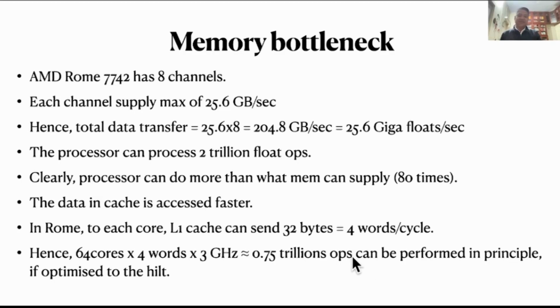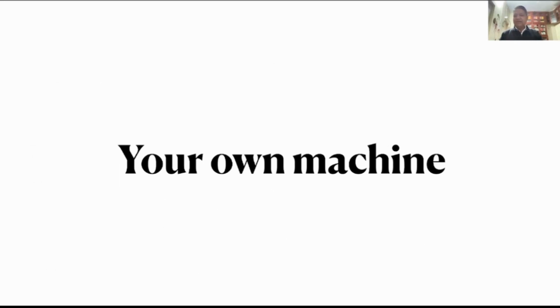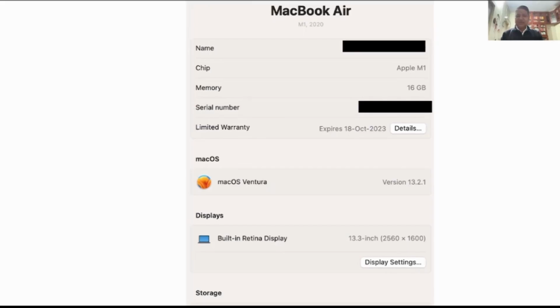So that's the estimate. Of course, in real applications, we can't make sure that everything we need is there in cache. But if you optimize in very clever ways, we can reach close to the peak. You can look at the memory speeds and CPU speeds in your own machine. This is for my laptop.